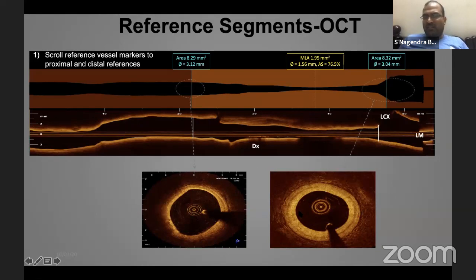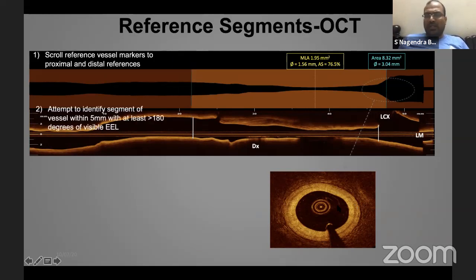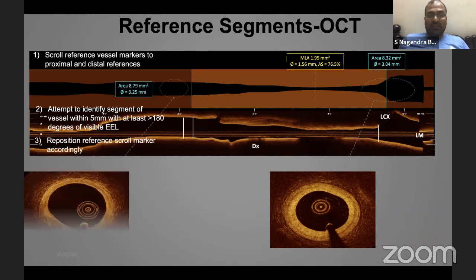Here 360 degrees of EEM is clearly seen, and there is a fibrotic plaque, but the plaque burden, if you measure, is going to be less than 40% here. So you can definitely take this as a proximal reference segment.